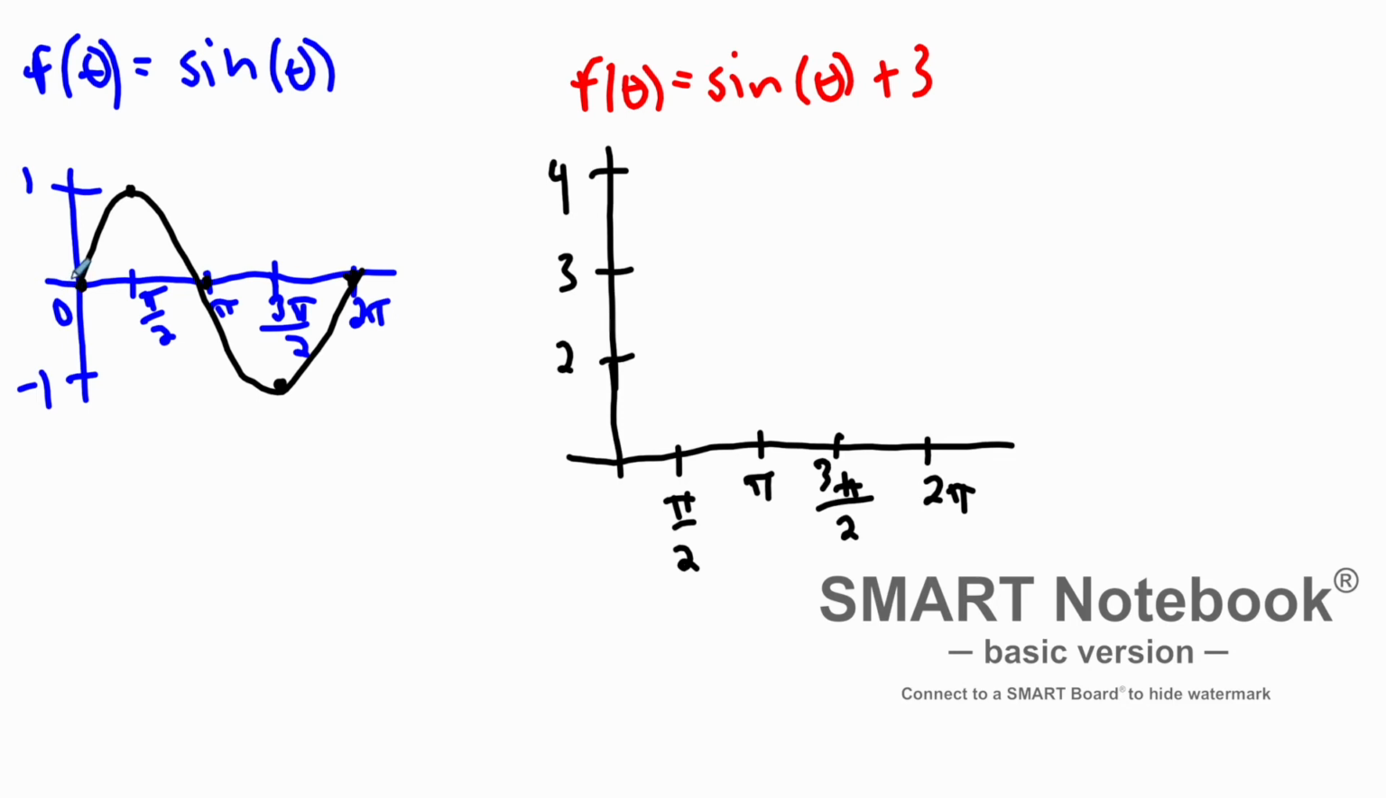So first up, my y-coordinate was at 0. So 0 plus 3 moves it up to 3. My second point at pi over 2 was at 1. So 1 plus 3 moves that point up to 4.